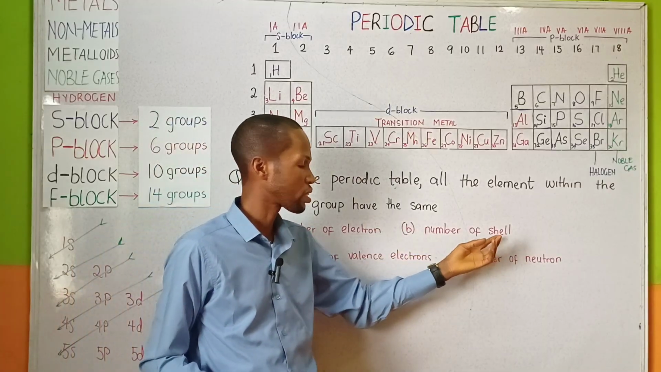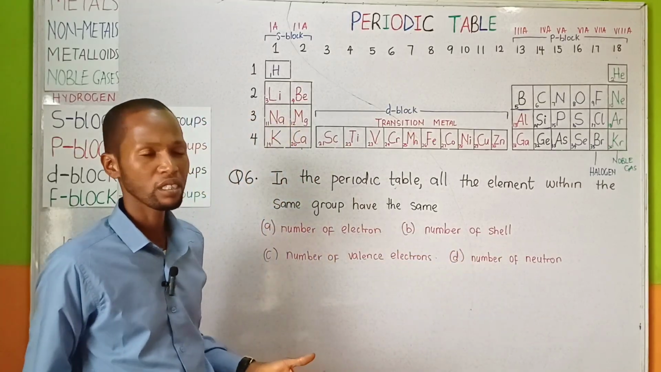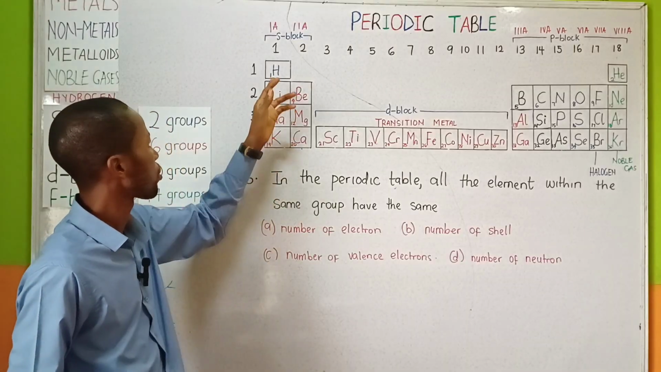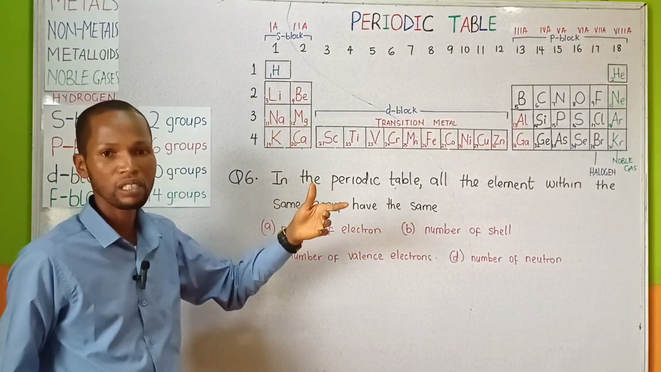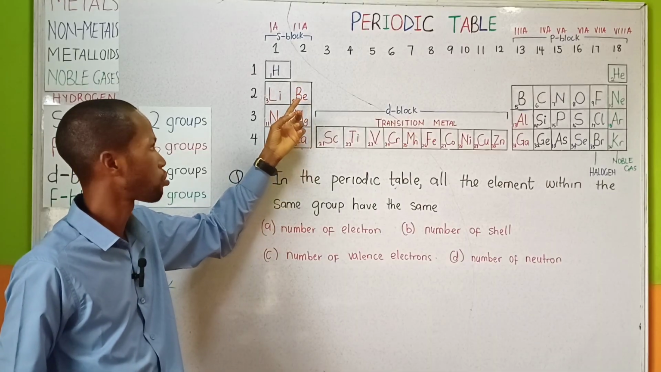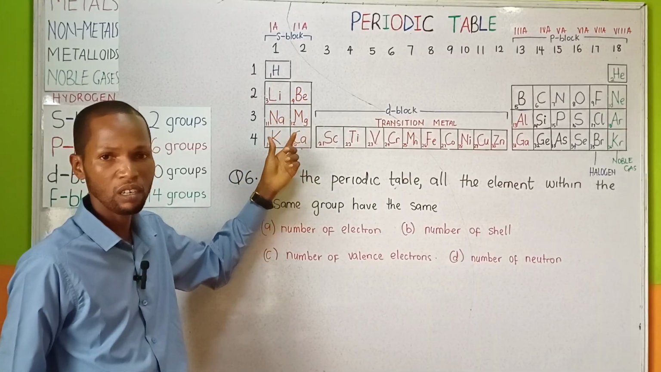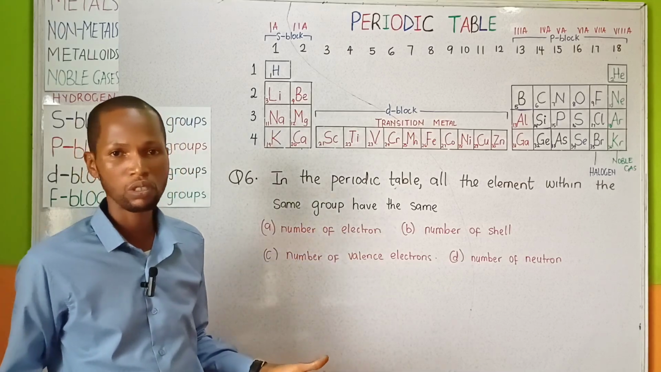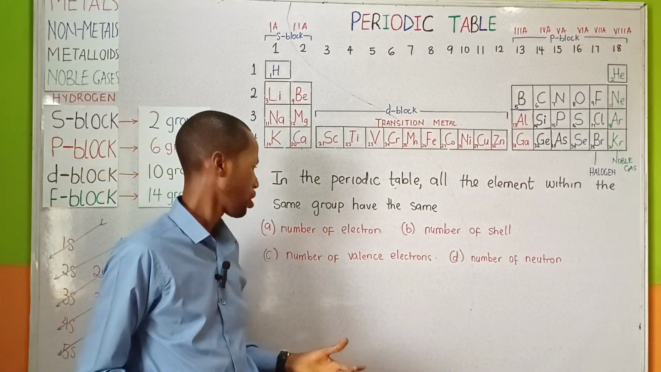The same number of shell, option B. Elements in the same group have varying numbers of shells. Now, the first element right here, which is hydrogen, contains 1 shell. The elements in period 2, 2 shells. Elements in period 3, 3 shells. While that of period 4, 4 shells. So, elements in the same group do not have the same number of shells.